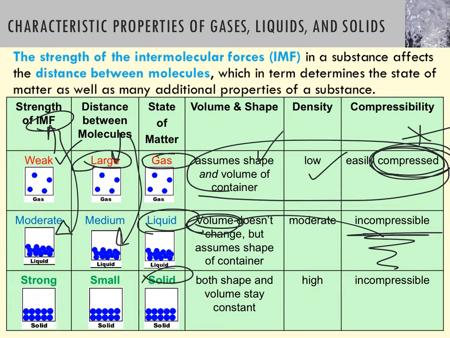But a liquid does change its shape depending on the container it's in. And that's because the molecules in a liquid, even though they're pretty close together, they can slide past one another. So liquids flow, and so depending on the shape that you pour them into, they can change their shape, just not their volume. And finally, a solid has very strong intermolecular forces.